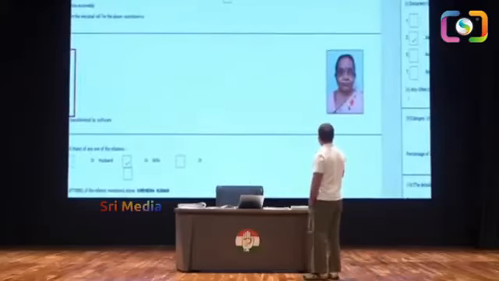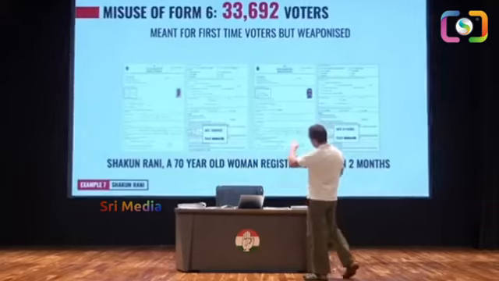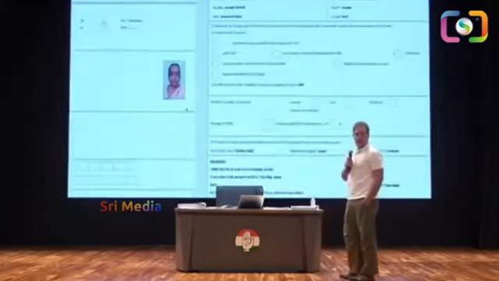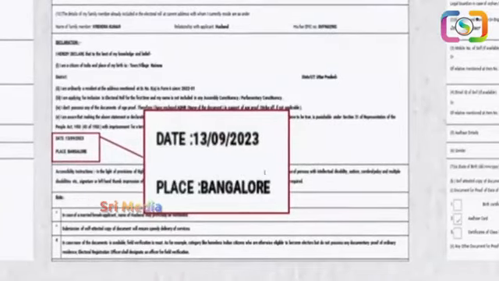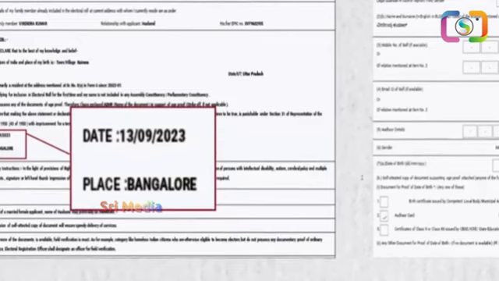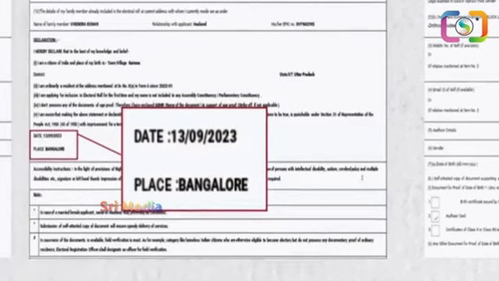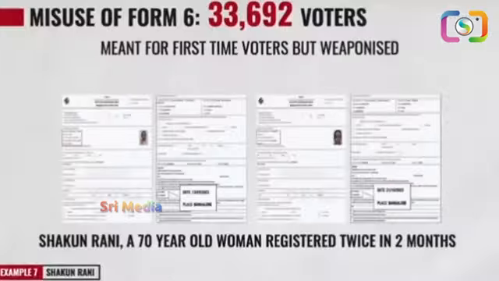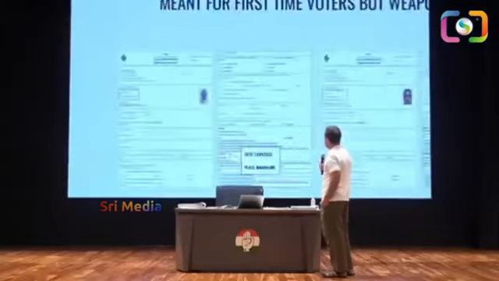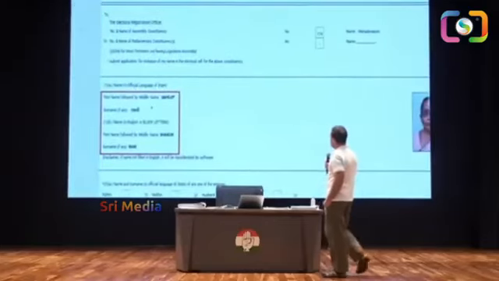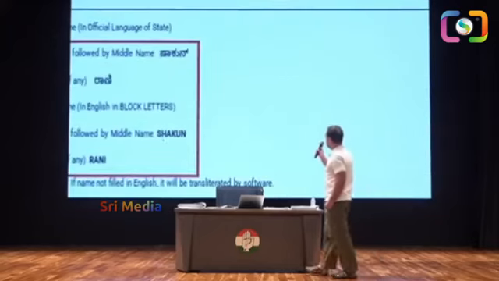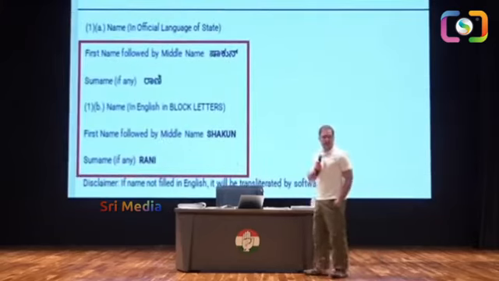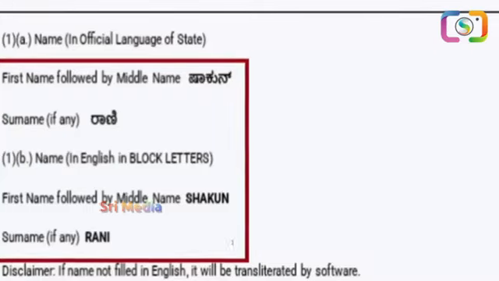Zoom out. That's her. And you see a very interesting thing here. She appears twice on the voter list. She comes in using Form 6. Zoom into her name the first time. Zoom in there. Here, first name Shakun, surname Rani. Right? Now look at her picture.